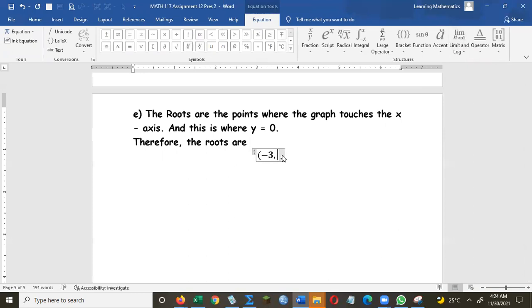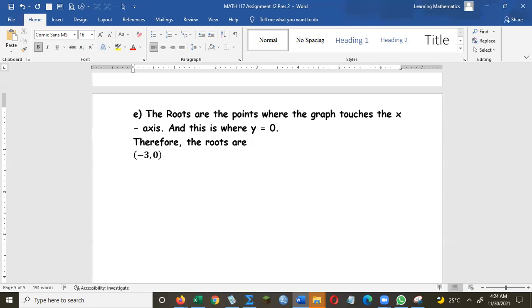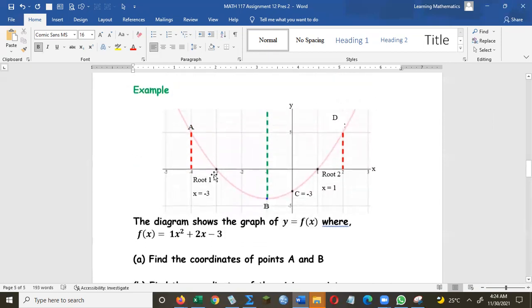-3, that's x, 0, y 0, and 1, 0. So here they are, -3, 0 and 1, 0, root 1 and root 2.